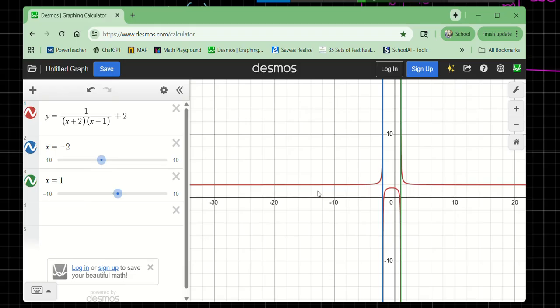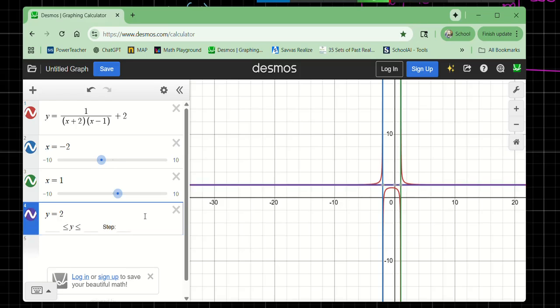This plus 2, what do you think it did to my parent function? Did it move it up, left, right, down? Up. How many? If the normal horizontal asymptote is at 0, y equals 0, where do you think this one's at now? What did you say? Yeah. So if the normal one's at 0, but I've moved up 2, where do you think it's going to be?